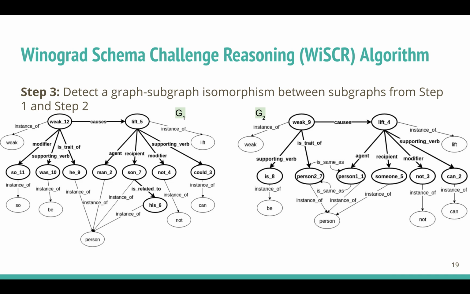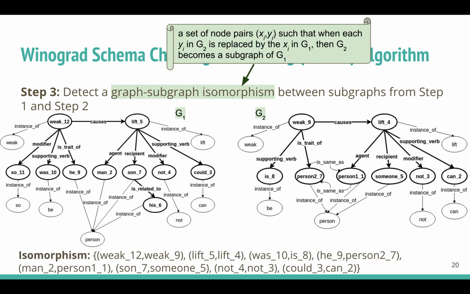Now in step 3, our task is to detect a graph subgraph isomorphism between subgraphs from step 1 and step 2. Let us call these highlighted graphs G1 and G2 respectively. Here the graph subgraph isomorphism means we have to extract a set of node pairs xi, yi such that when each yi in G2 is replaced by xi in G1, remember xi in G1, then this G2 becomes a subgraph of G1. Okay.